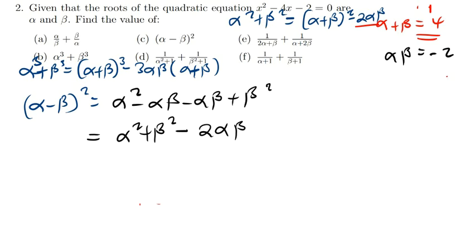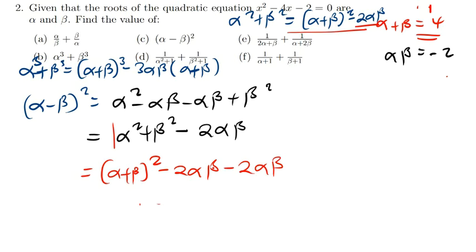And remember, wherever you see this, you replace it with that. So it's now alpha plus beta squared minus 2 alpha beta, again minus 2 alpha beta. So now these things are the same. They can be added, since it's minus minus. That would mean it is negative 4 alpha beta.